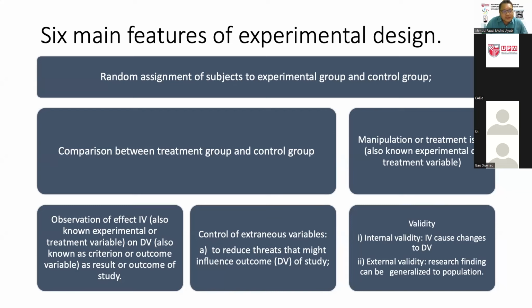The second feature is to compare between the treatment group, which receives the treatment introduced by your intervention, and the control group. The control group also needs to be defined, so that it's not biased. The third thing in experimental design is manipulating the treatment, the IV, in relation to the DV. Meaning, for example, we have an intervention. We give this intervention to one group only. The other group we don't give anything. We don't give the same treatment to the control group.